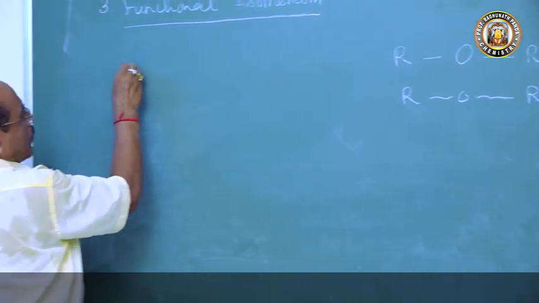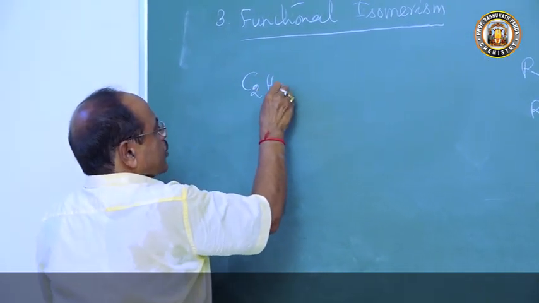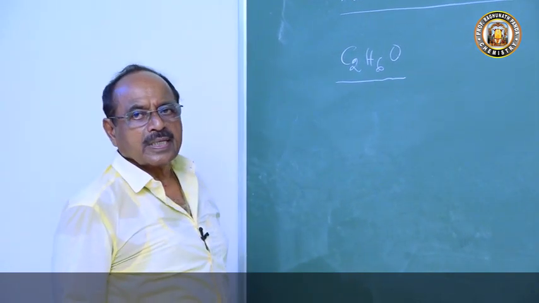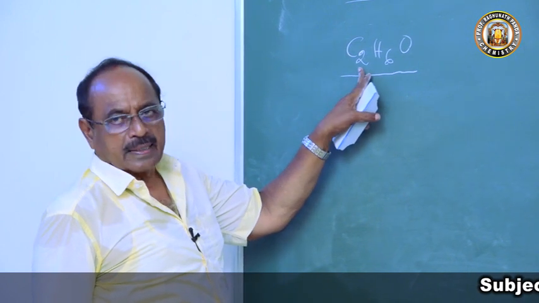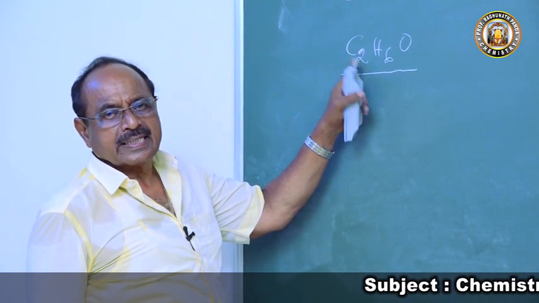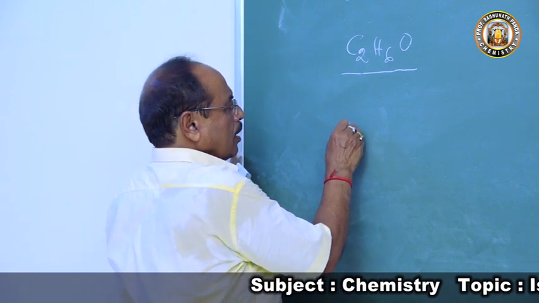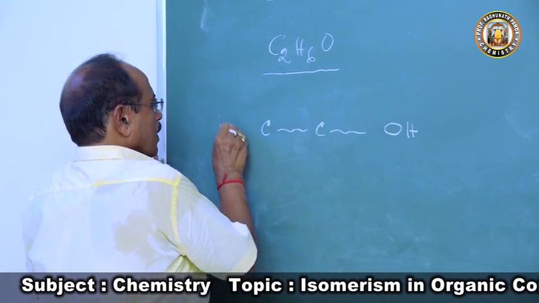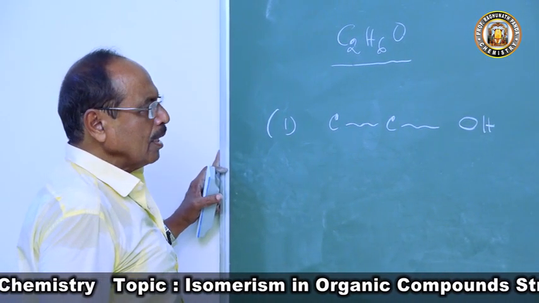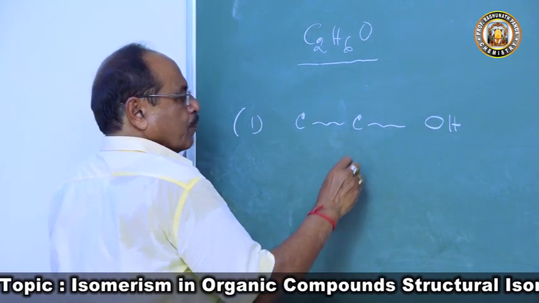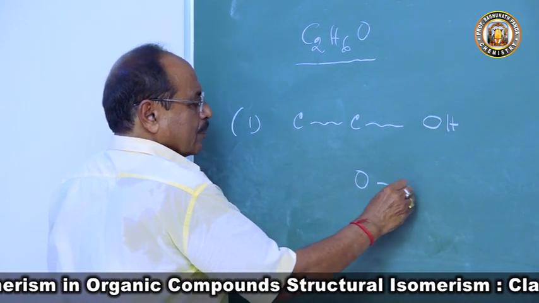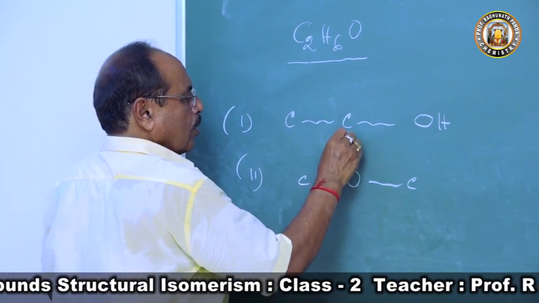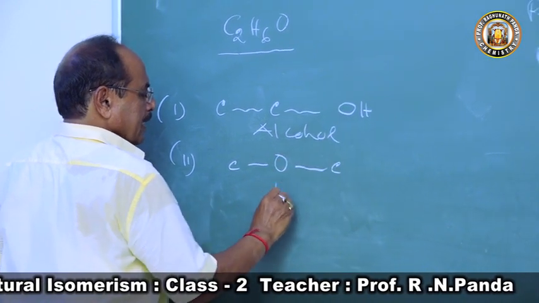So let's take the example of C2H6O. What is this? Two carbon atoms. If you come to an alcohol, it is ethyl alcohol. If I write it as an alcohol, we can write C-C-OH. This is an alcohol. Now we want to make it an ether, so we put the O in the middle and write the two carbon atoms on either side. So this becomes an ether.